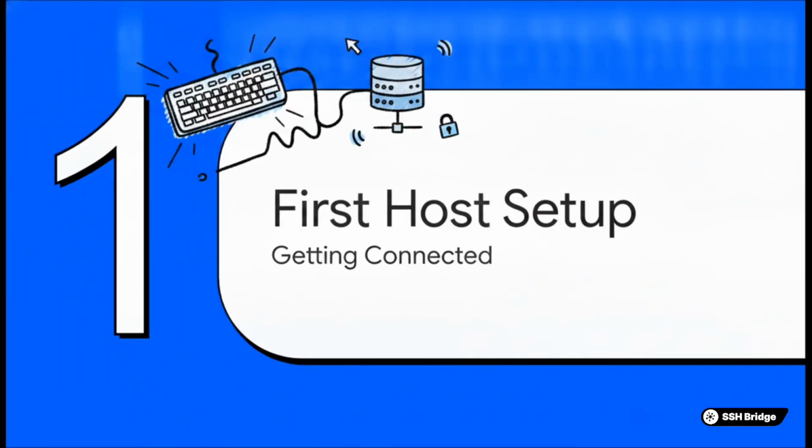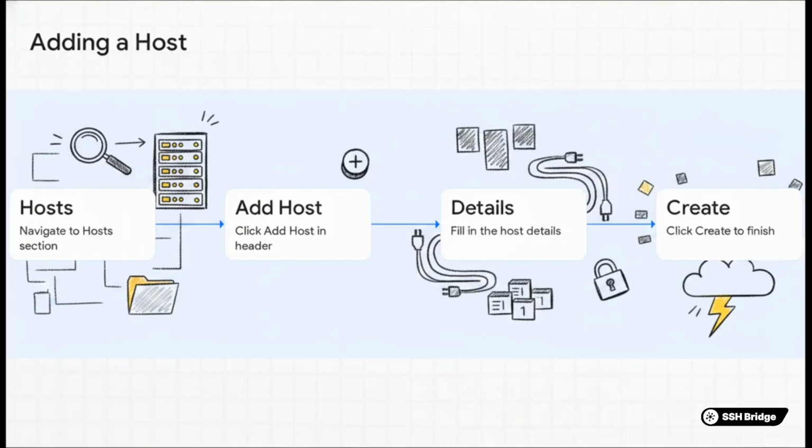Okay, section 1, your first host setup. Let's get our hands dirty. Adding a host, which is just the server you're connecting to via SSH, is remarkably simple. It's literally just 4 clicks. First up, you navigate to the Host section in your sidebar. Second, click Add Host right up in the header. Third, fill in your server details. And fourth, click Create. Boom! You've mapped your first piece of infrastructure.